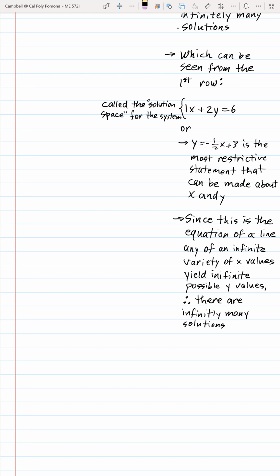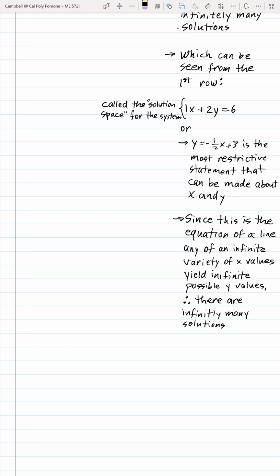Now, of course, if we choose to start representing different types of equations, parabolic equations, etc., then things can change. But in this particular case, since we are restricting ourselves to linear equations, those are the only 3 possibilities: one solution, infinitely many solutions, or 0 solutions. And so hopefully you can see that.